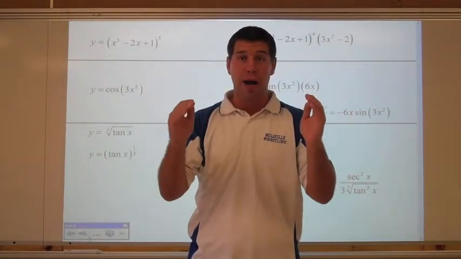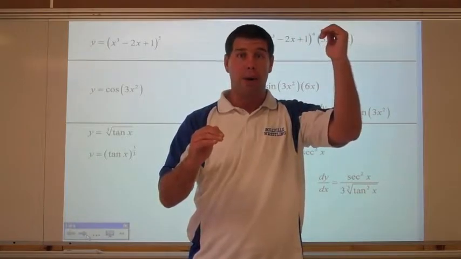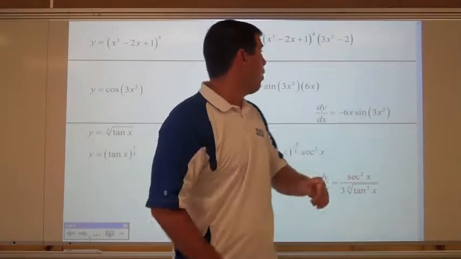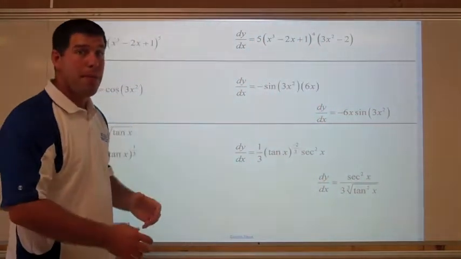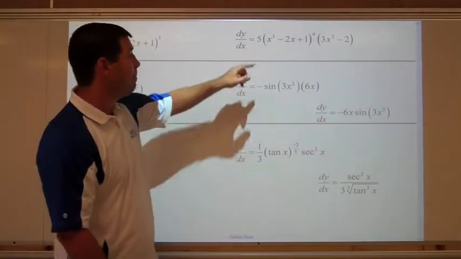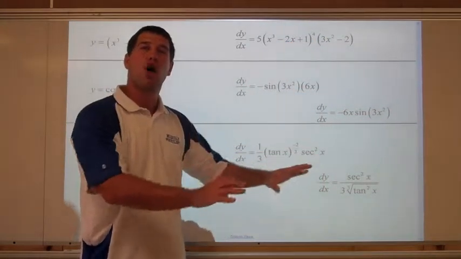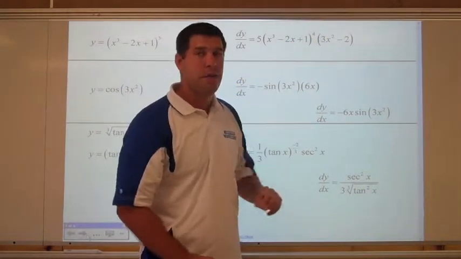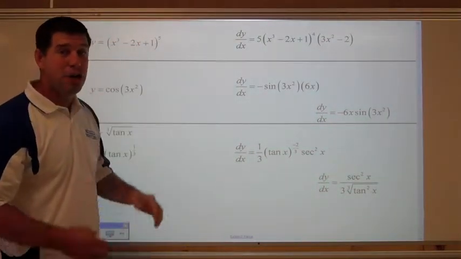We're going to bring the 5 out front, multiply by this function to the fourth power. 5 times the same thing to the fourth. Remember, you leave the inside function the same. Then at the end, when we're all done, we multiply by the derivative of what's inside. We don't derive the inside function till the end.